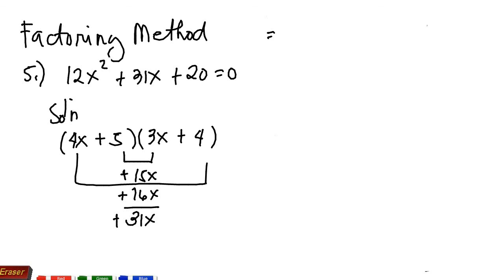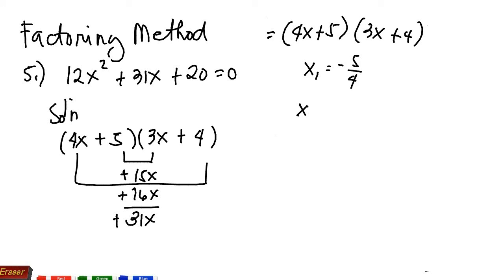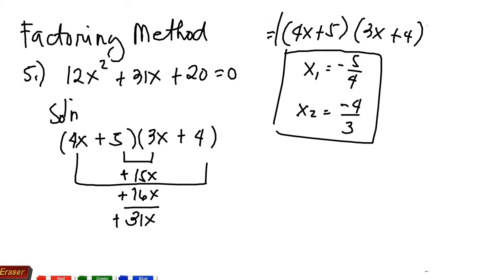Okay, so that is now your factors: 4x plus 5, then 3x plus 4. So for your roots, you have x1 equal to negative 5 over 4, and x2 equal to negative 4 over 3. So these are now your roots, x1 and x2, and this is now your factor, which is 4x plus 5 times 3x plus 4. Again, to check whether your roots or your factors are correct, simply substitute the value of your roots into the given equation.